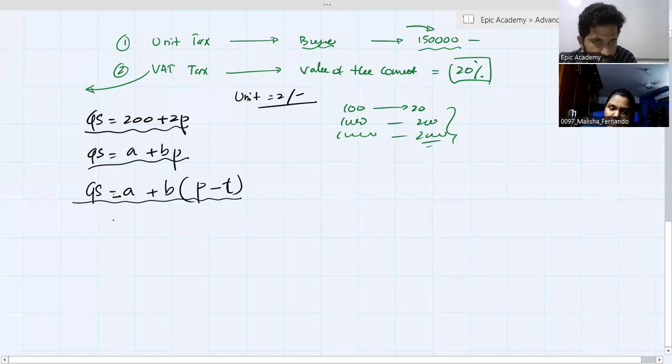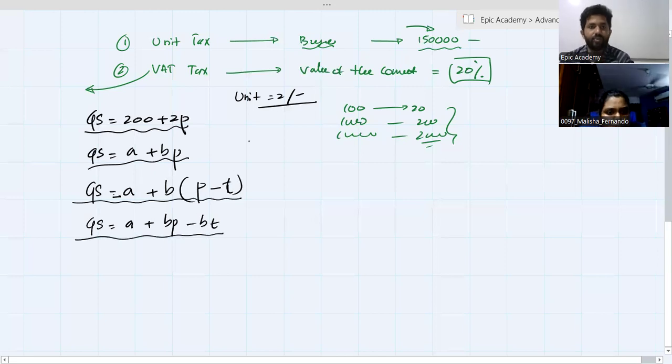That's the equation, right? But you can simplify that one. Look at the below: QS equals A plus, we are going to multiply by B, so the equation is BP minus BT. If you think this is complex, this is the method.